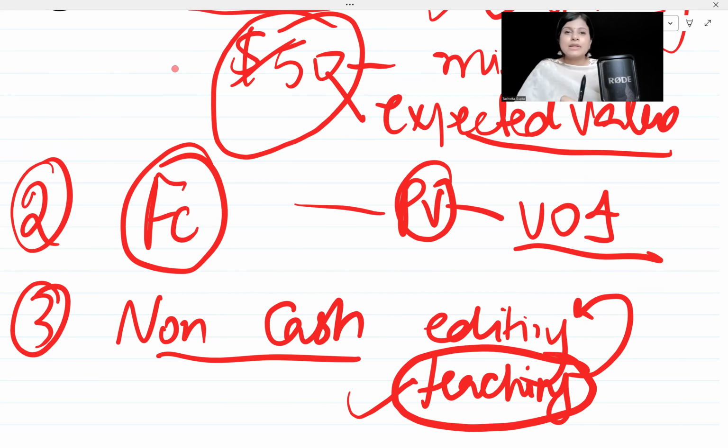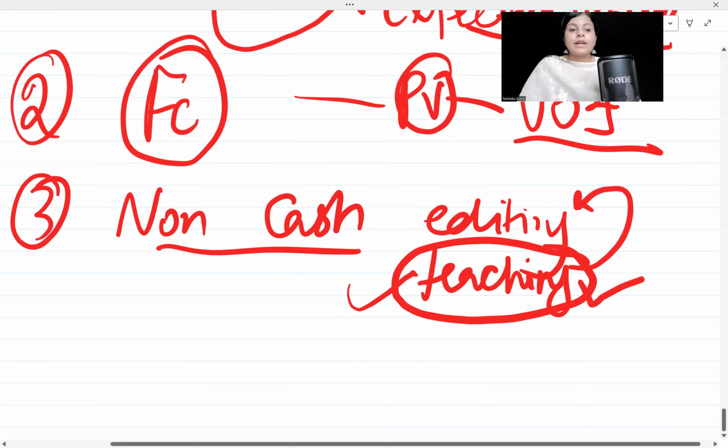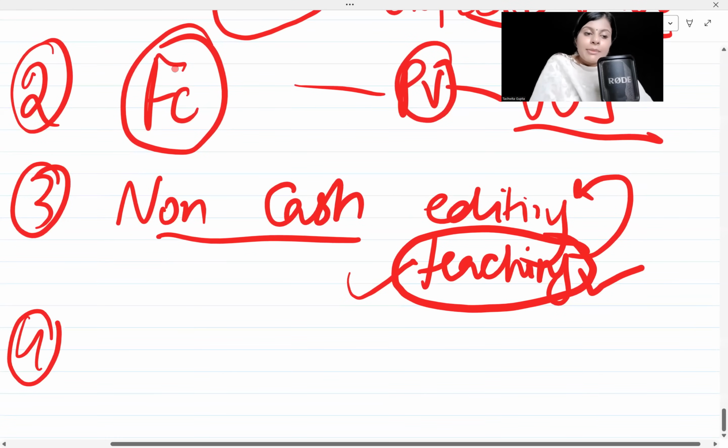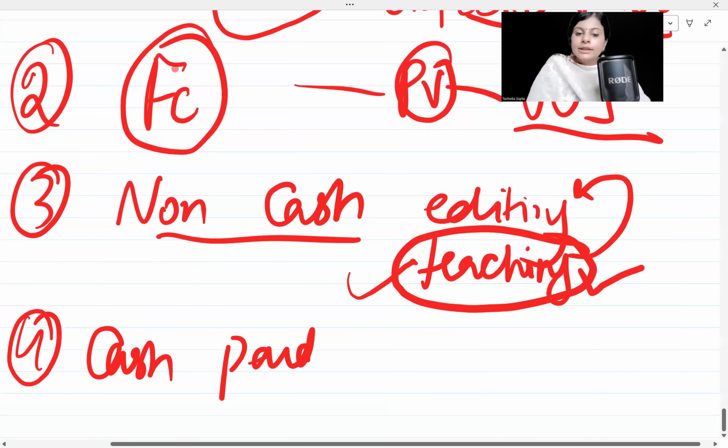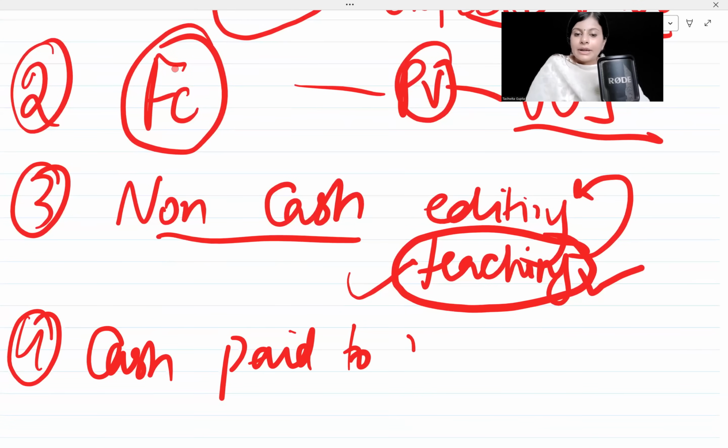But if you say, ma'am, I'm doing this for the first time, I don't know, then I will consider what is the fair value of my lectures and that will be treated as my revenue. Then lastly, we have any consideration payable, cash paid to customer. Cash paid to customer. Now, what is this?